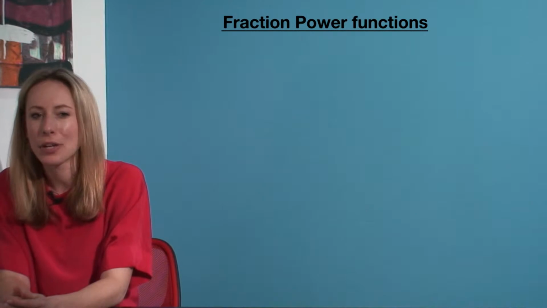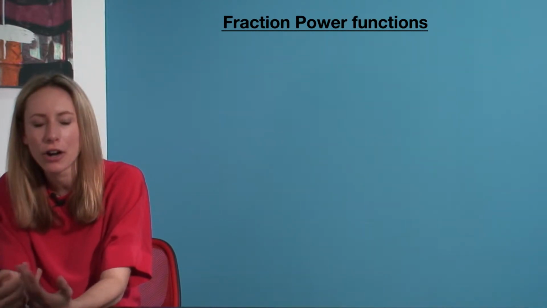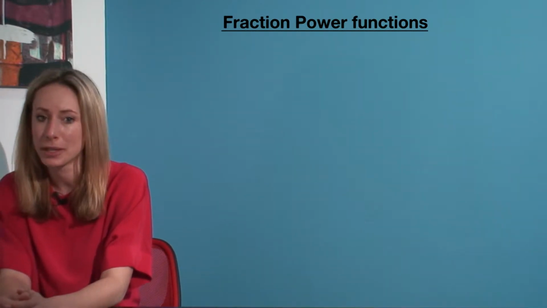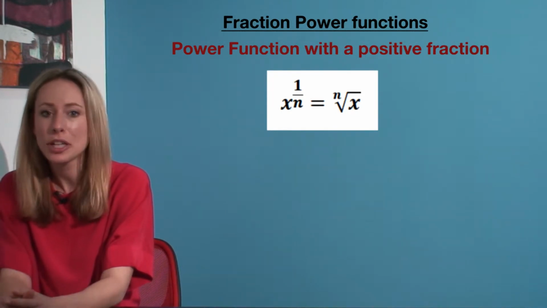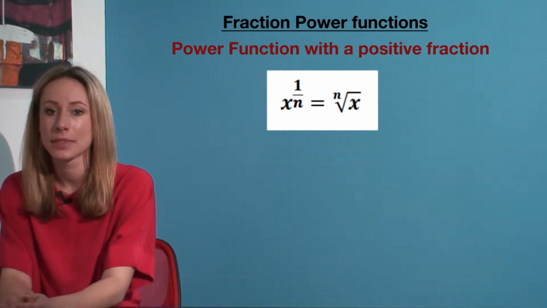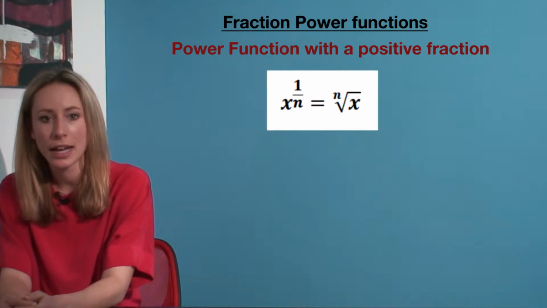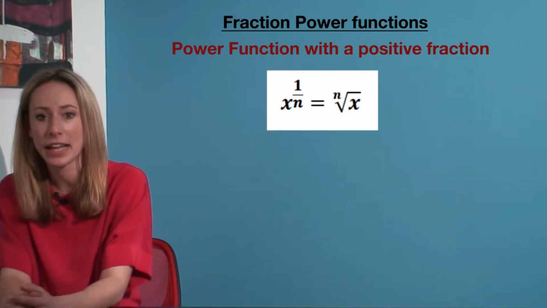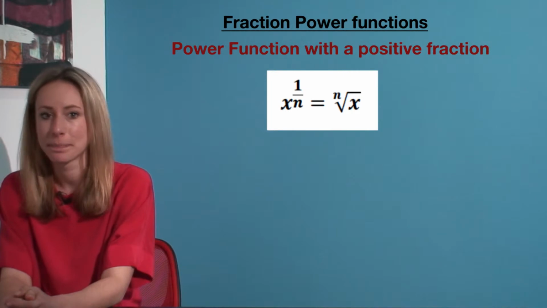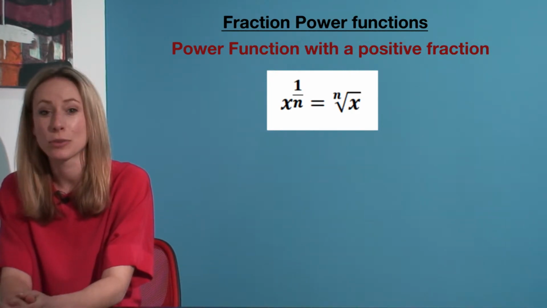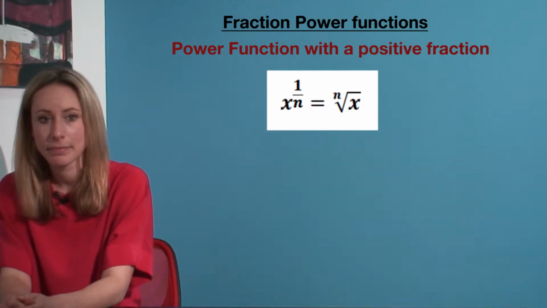Today, we will be looking at what happens when our power function is to the power of a fraction, rather than a whole number. Firstly, we will look at a power function with a positive fraction. The power function is represented below as a variable x to the power of 1 over n, where n can be any integer. This is the equivalent of the nth root of x.